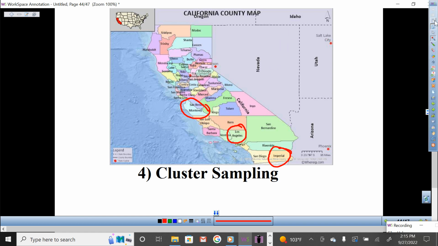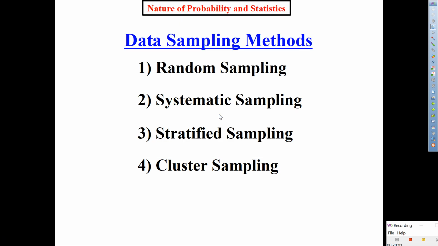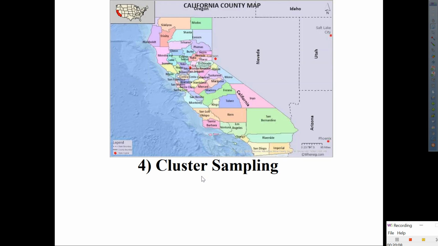Okay? All right, so let's see how well we did. So from those, we have how many? 4. Random, systematic, stratified, and cluster. Okay? All right, here we go.